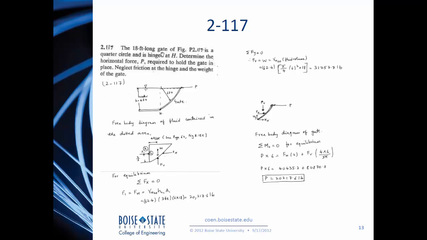The 18 feet long gate, that means if you go into the screen here, the width is into the board, is a quarter circle and is hinged at H. You're asked to determine the horizontal force P required to hold the gate in place. You're asked to neglect the friction at the hinge and the weight of the gate. So here we have a curved surface.